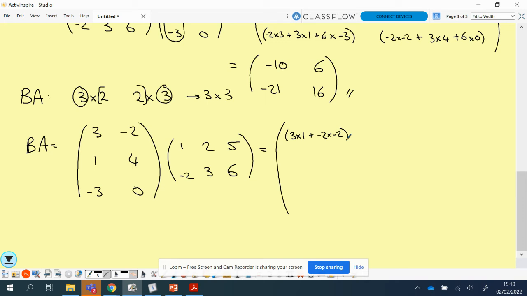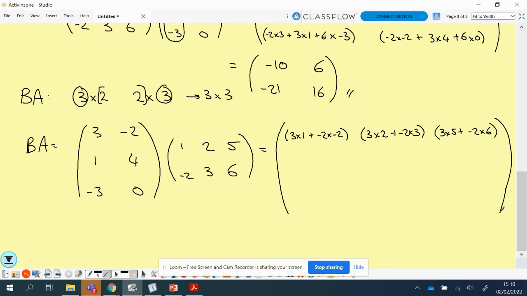Okay, second one's going to be 3 times 2 plus negative 2 times 3. Okay, and the third one in that row will be the first row in the third column, so that's going to be 3 times 5 plus negative 2 times 6. Okay. So that's what I'm going to get as my values in there when I sort that out.